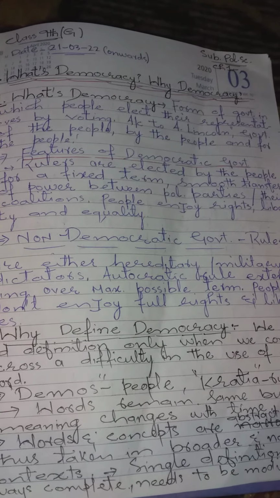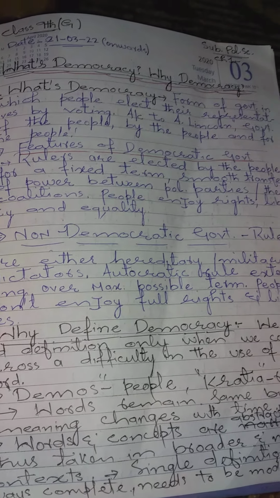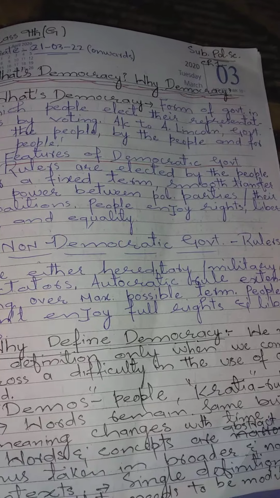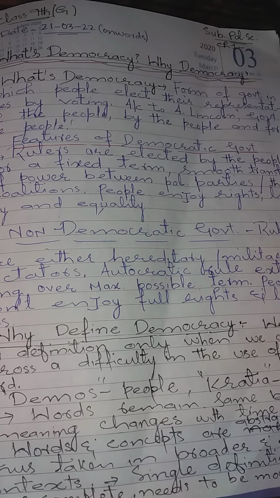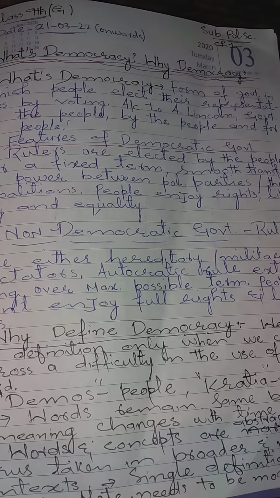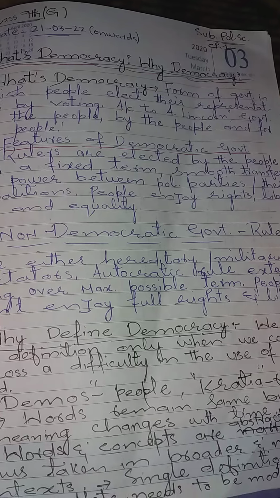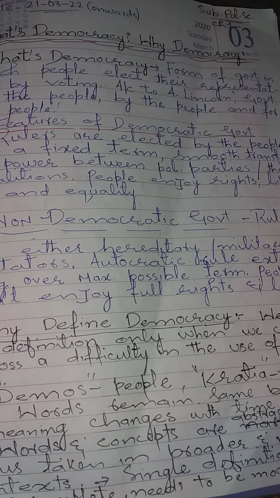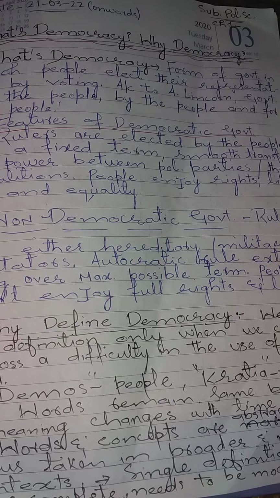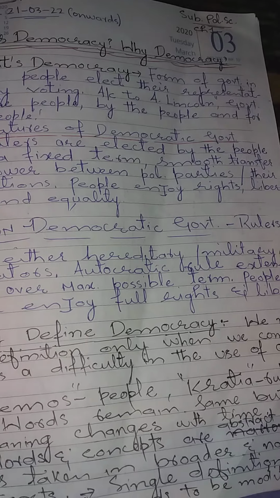So, in short, what is democracy? Democracy is a form of government in which rulers are elected by people. In democracy, the citizens get the choice to elect their representatives. The word democracy has been derived from two Greek words, demos and kratia. Demos means people and kratia means rule. So democracy means rule of the people.